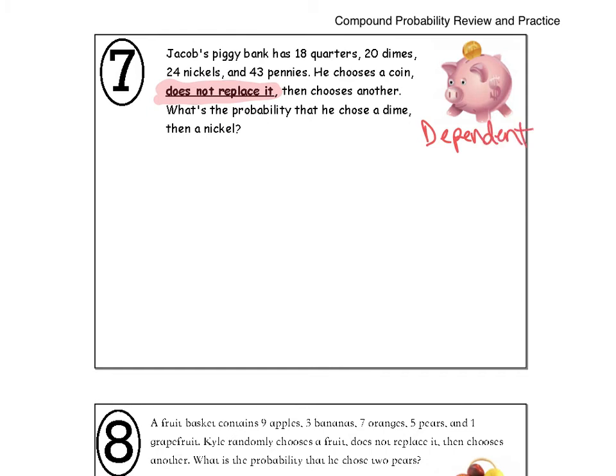And then chooses another one. What's the probability that he chooses a dime? So that's event 1. And then a nickel. That's event 2. Okay? So we are multiplying dime times nickel. That's our probability. Dime times nickel.